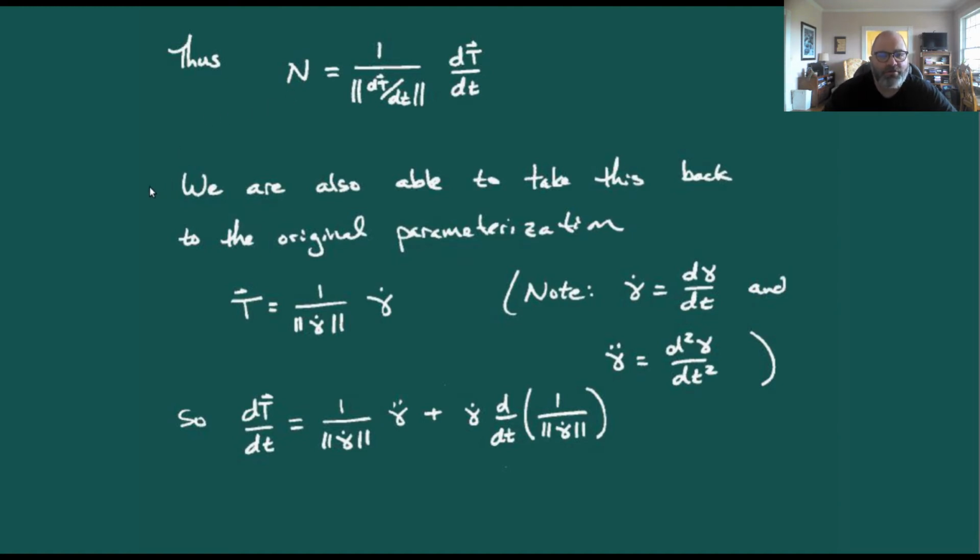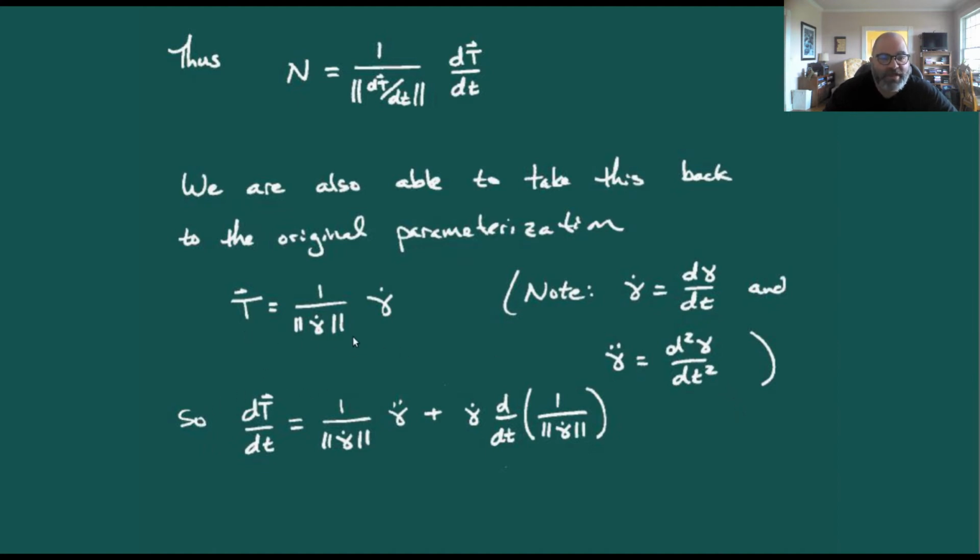What we're also able to do is take this even further back to the original parameterization. What's that going to look like? That T is going to be just what we said, the derivative of our original vector divided by the norm of that. Here we're going back to the physics notation, where a dot above means the derivative with respect to our parameter t, two dots mean the second derivative, and so on.